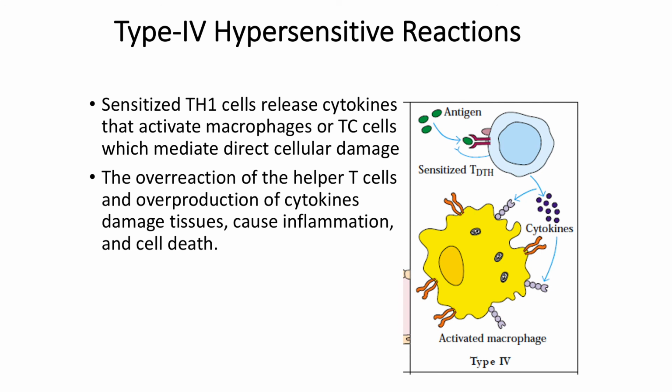So here you see the blue cells, okay? These are helper cell, okay, and then these are called sensitized as soon as the antigen binds to them. So once they become sensitized, they release cytokines. The overreaction of helper T cells and overproduction of cytokines damages tissues, causes inflammation and cell death. This is how type 4 hypersensitive reactions happens.